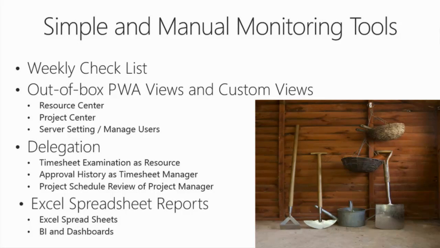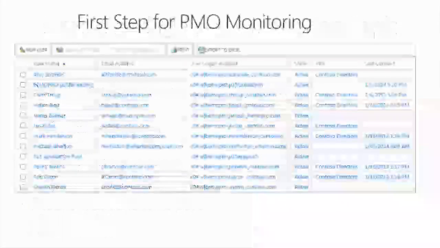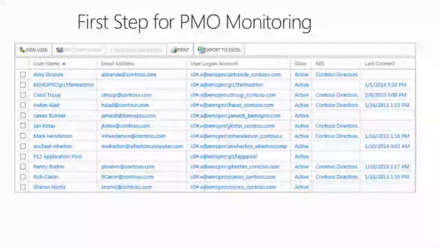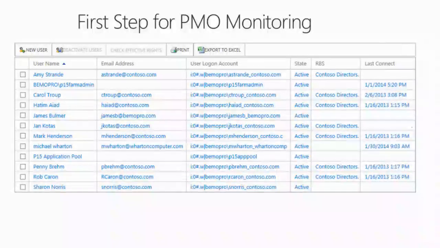And then there's just simple reports. Excel spreadsheets are a great way to do reports and look for things. So let's look at one of the first things I do in monitoring. And this is so simple. I don't know if you recognize this, but this is under service settings is manage users. That one sheet tells me a ton of information. So I'll just look at it. You see that blank last login? What does that mean?